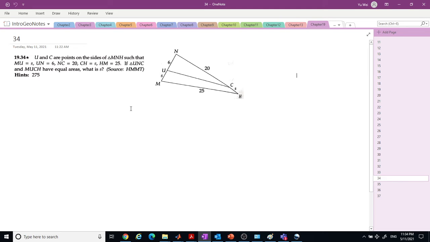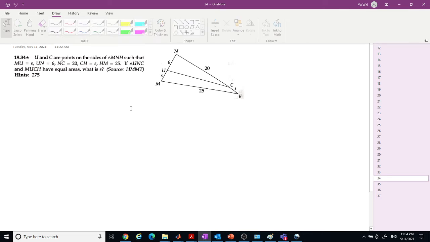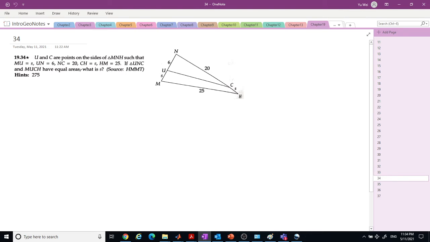This problem. So, the triangle UC and the points M and H such that the areas are 6, 20, and 25. If they both have equal area, let's say this area is S, okay?